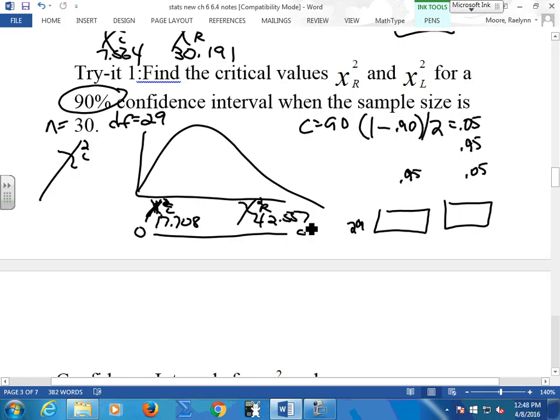See how we find those? It says 17.708 or 768? Joey, what is it? 708. Oh, wait. Where's my book?